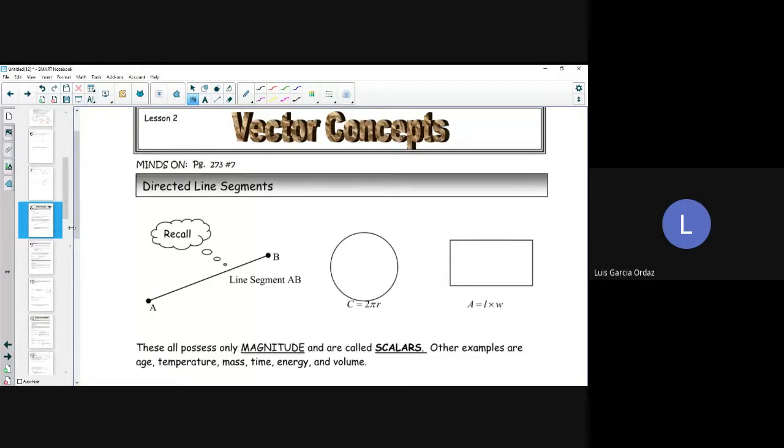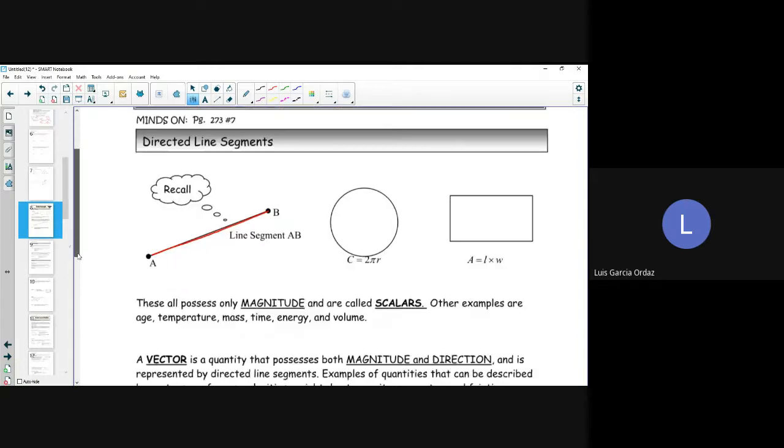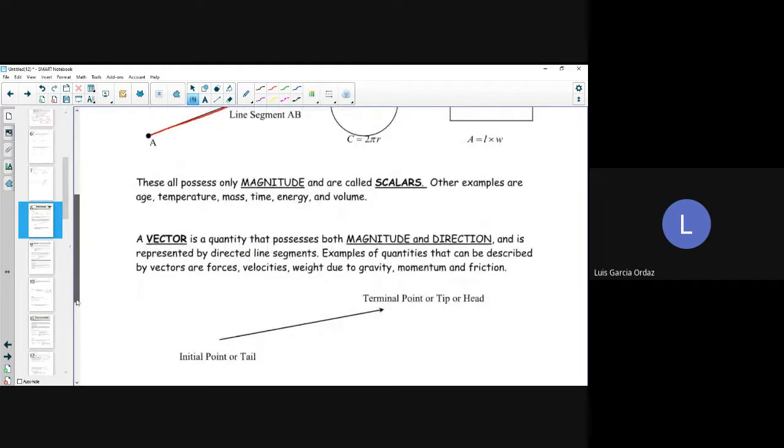All right, so next we're going to be talking about vector concepts. So recall that this is simply known as just a line segment. The circumference of a circle is 2 pi r, and the area of a rectangle is length times width. So what these are is these all possess only magnitude and are called scalars. So other examples are age, temperature, mass, time, energy, and volume. The reason why they're called scalars is because there is no direction.